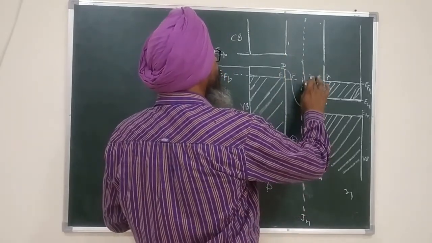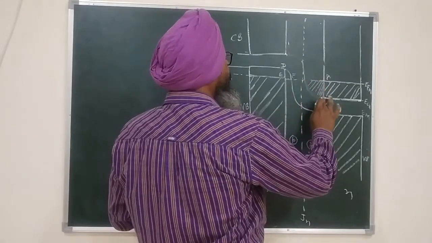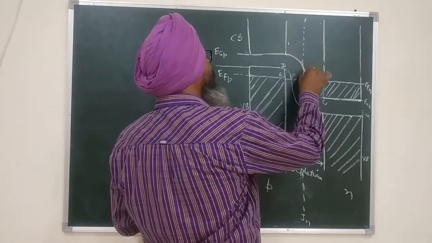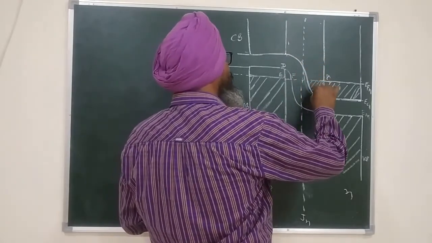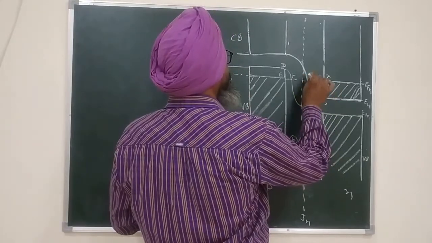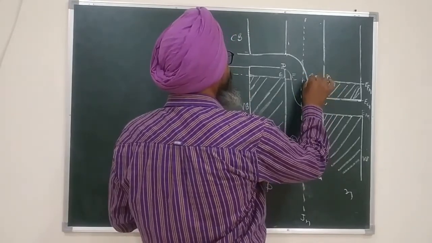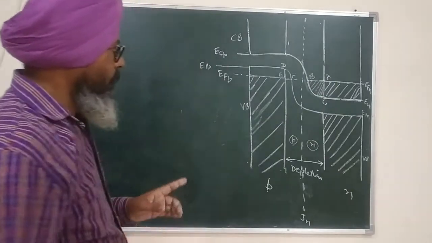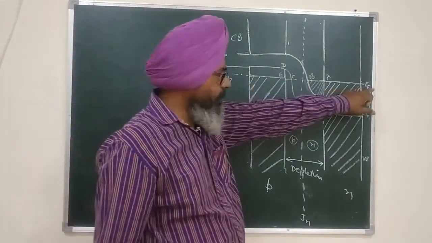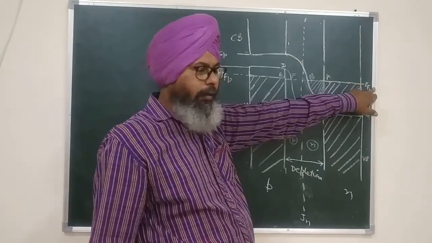Because it is a freehand drawing, please allow me to make some changes, because I want to explain it in a better way. So I would rather call this B. Okay, now look at this. This is the Fermi level of P. Look at this, this is the Fermi level of N.